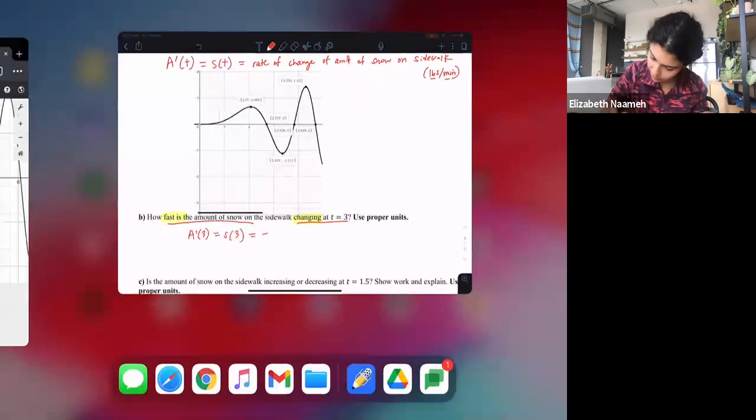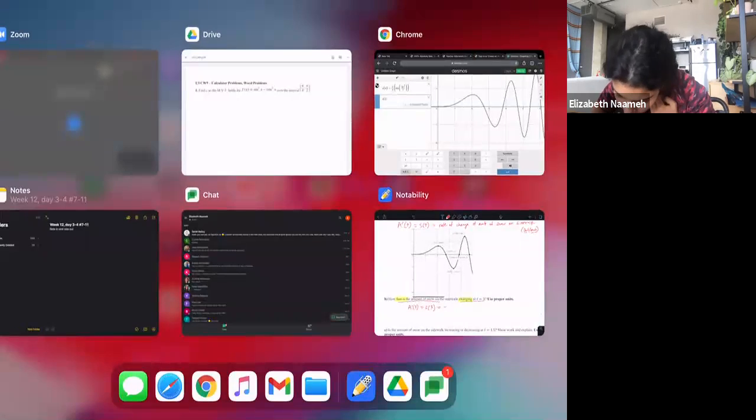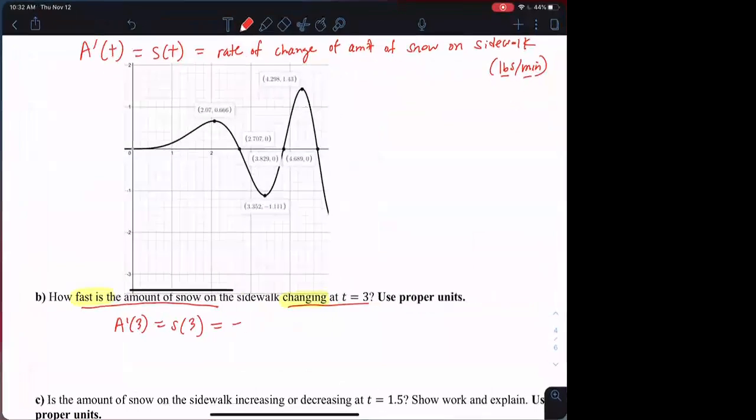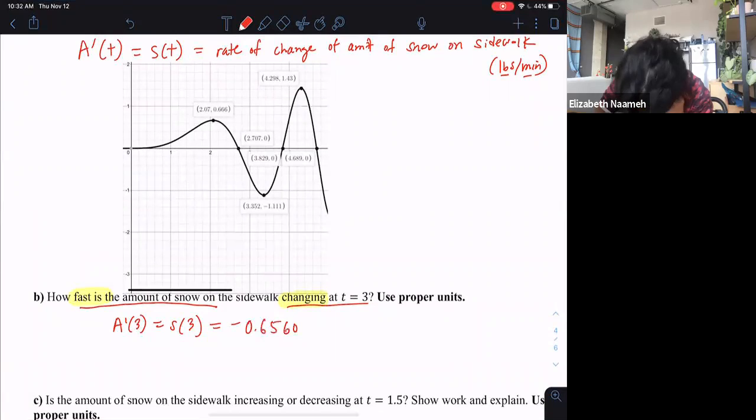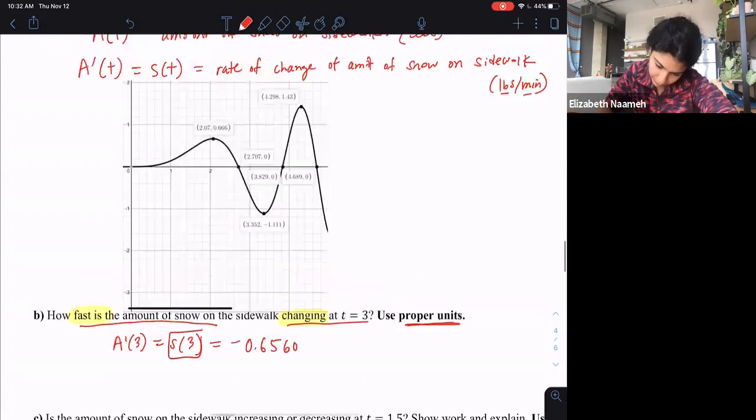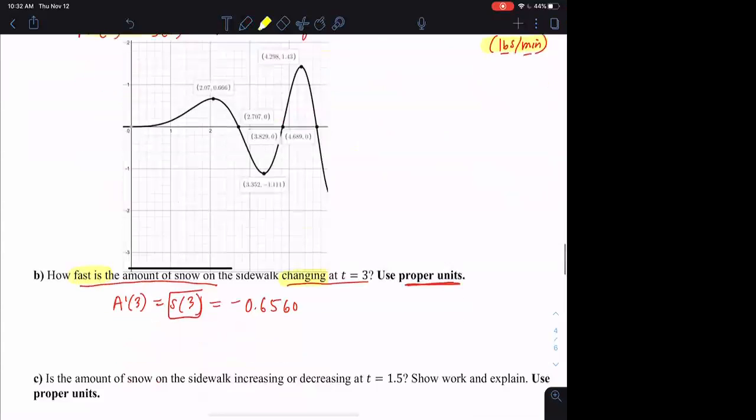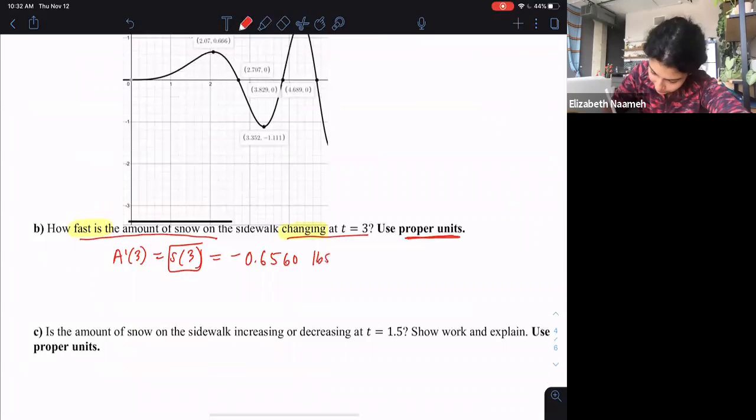I hope you guys are doing this with me. Negative 0.6560. Okay, so now we're going to interpret this. By the way, what are the units on this? We're in the derivative. Look at S of 3. We wrote it up here. This is why it's super helpful. Pounds per minute. And now we're going to write a sentence.